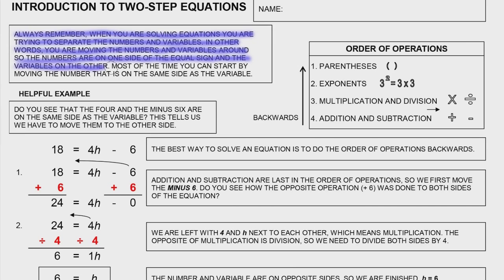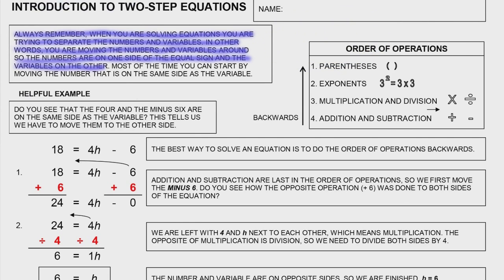So when you're finally finished solving an equation, the variable, let's say v, is on the left and the number is on the right. So they're on different sides of the equal sign. And that's what we're trying to do when we're solving any equation, especially two-step equations.